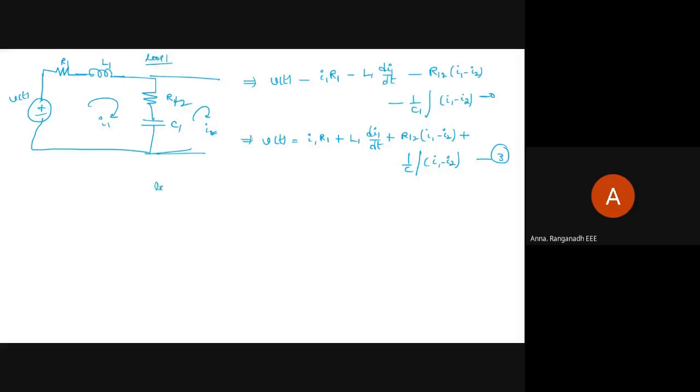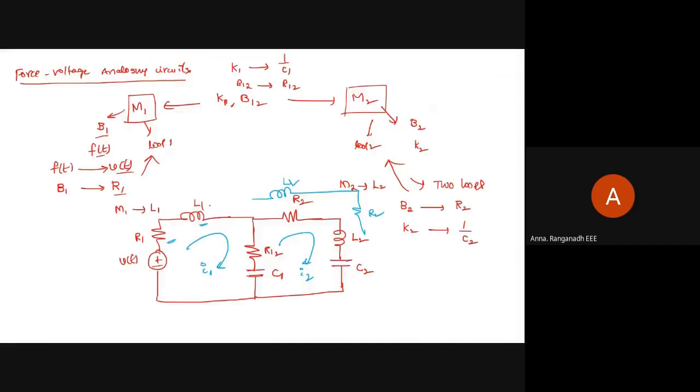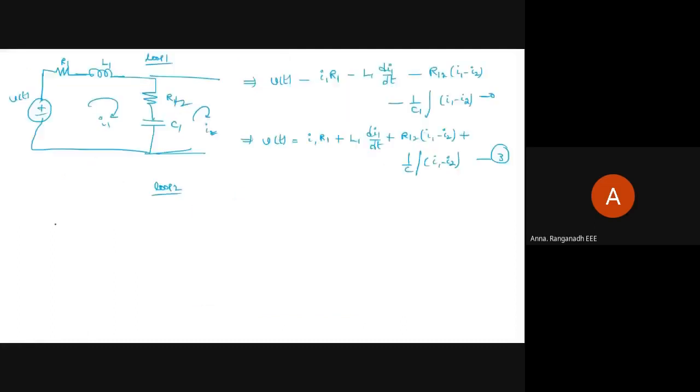Now coming to the loop 2. For the loop 2 also you need to draw the equivalent circuits. So for the loop 2 means only this, let me highlight that in some other color pen. The loop 2 consists of these parameters, so we need to draw this as a separate circuit. If you draw the separate circuit: R2, this is R12 and C1. Here is flowing I1 and here is flowing I2.